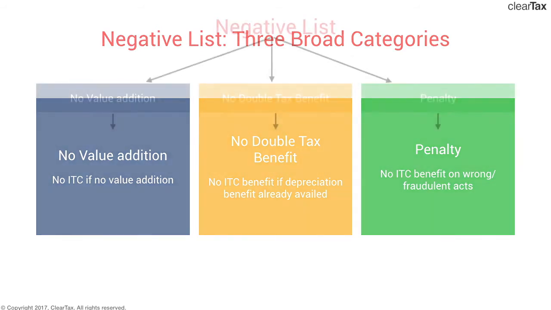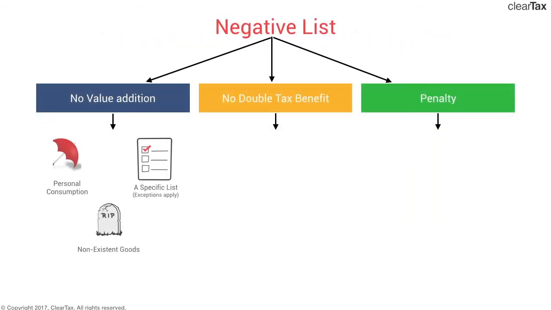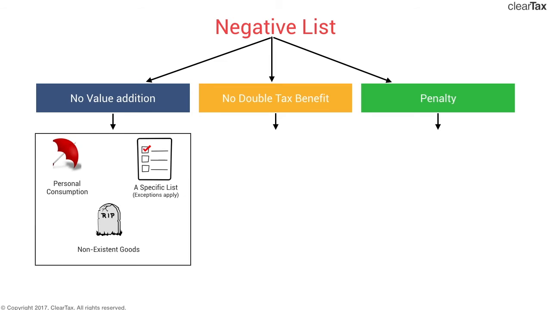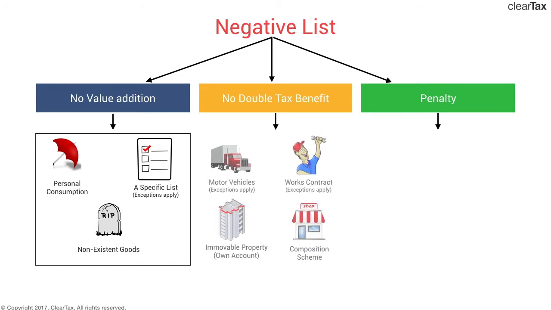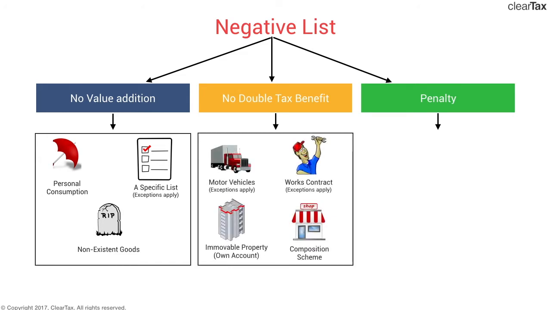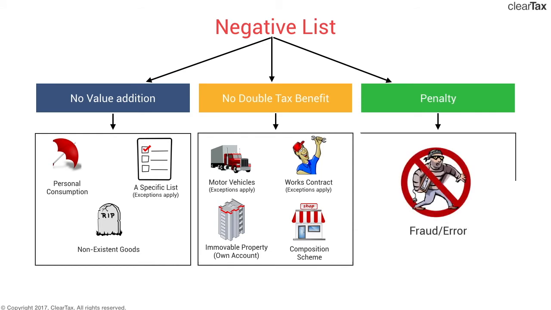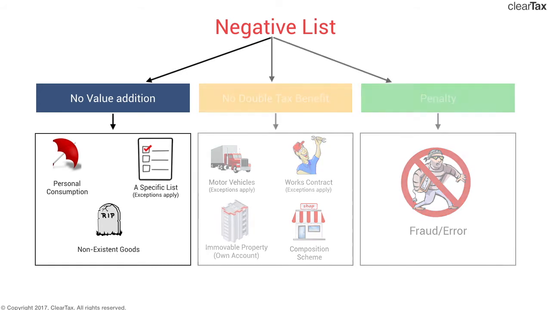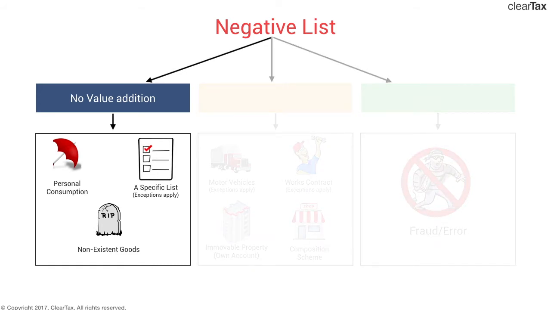Let's categorize our 8 main things under these 3 reasons. For no value addition, personal consumption, a specific list of items, we'll get to this list later, and non-existent goods. Under the second reason, no double tax benefit, we have items related to motor vehicles, works contract, immovable property, and composition scheme. The third category, penalty, very obviously there's just one more negative list remaining, fraud and error. Let's look at each of these individually. The first category, no value addition. Personal consumption, specific list, and non-existent goods.